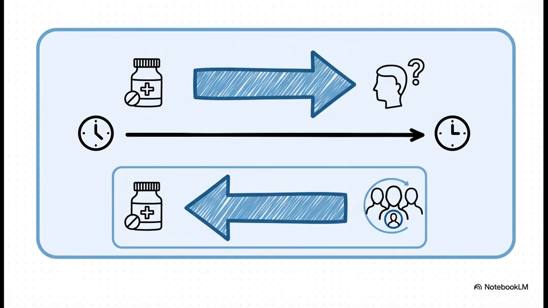Think of it like this. Cohort studies march forward. You start with an exposure and you follow people to see if they get the outcome. Case control studies look backward. You start with people who already have the outcome and you look back in their history to find the exposure. Forward versus backward. That's the key.